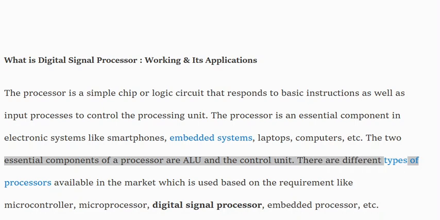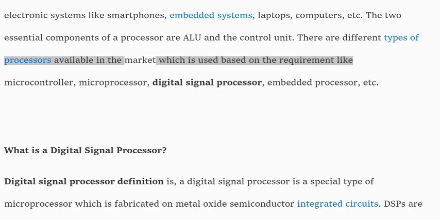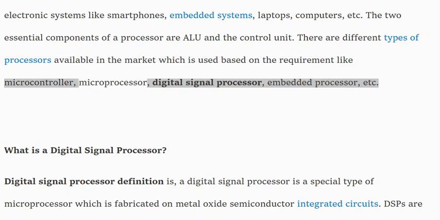There are different types of processors available in the market which are used based on the requirement, like microcontroller, microprocessor, digital signal processor, embedded processor, etc.